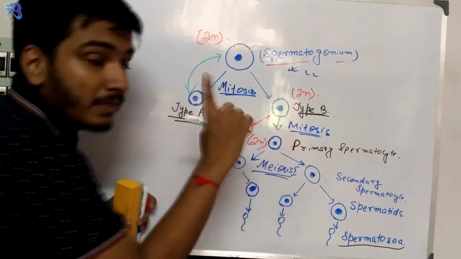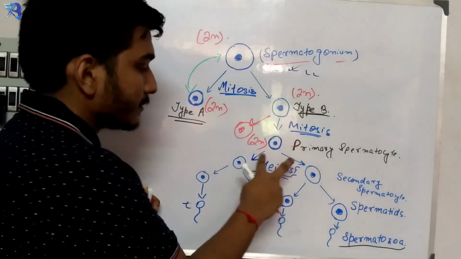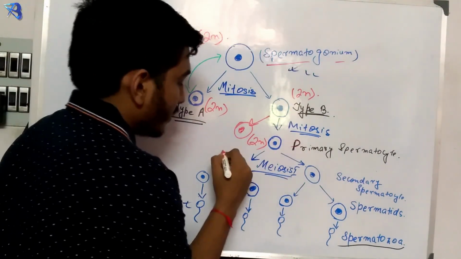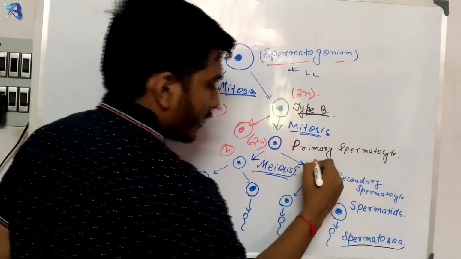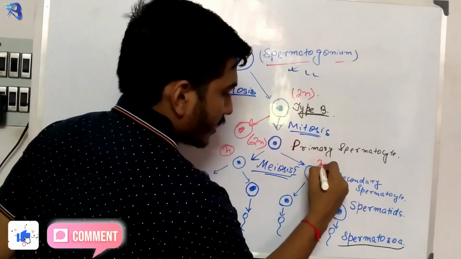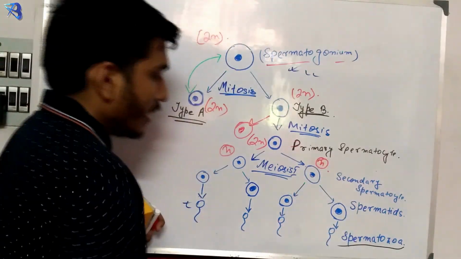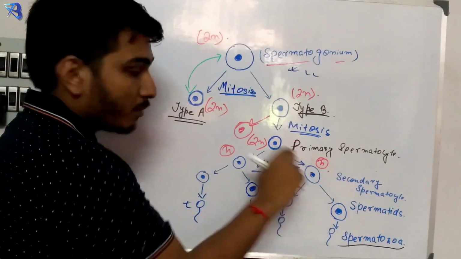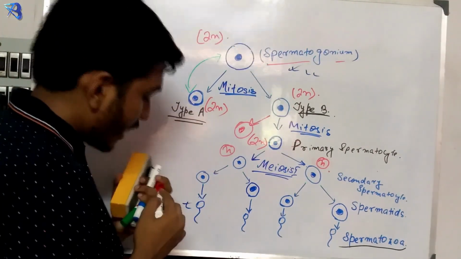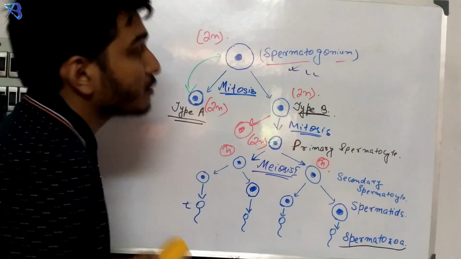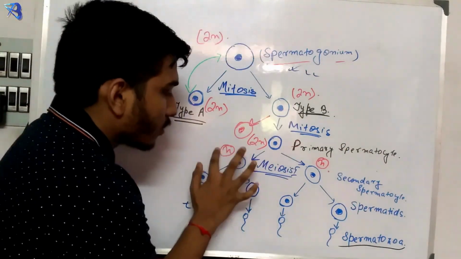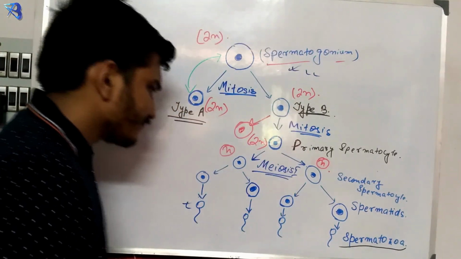Now it undergoes meiosis 1. Meiosis 1 means the chromosome number becomes half: 2n becomes n here, and n here, not 2n. The chromosomal number here becomes half in meiosis 1. So the first haploid cell of the process of spermatogenesis is the secondary spermatocyte, where the chromosome number is n.